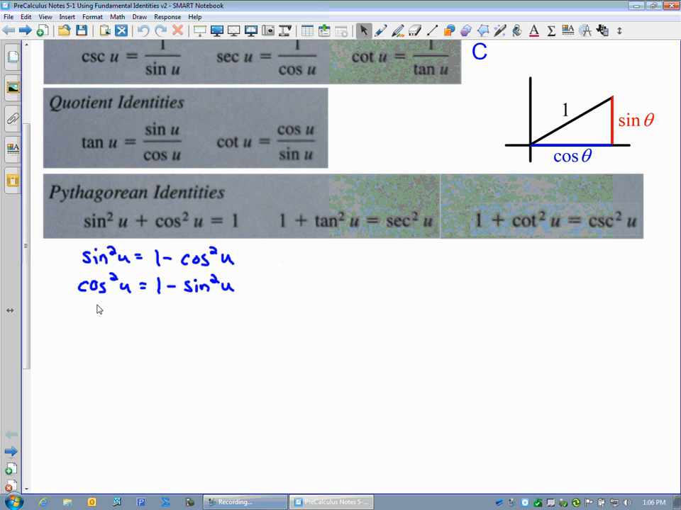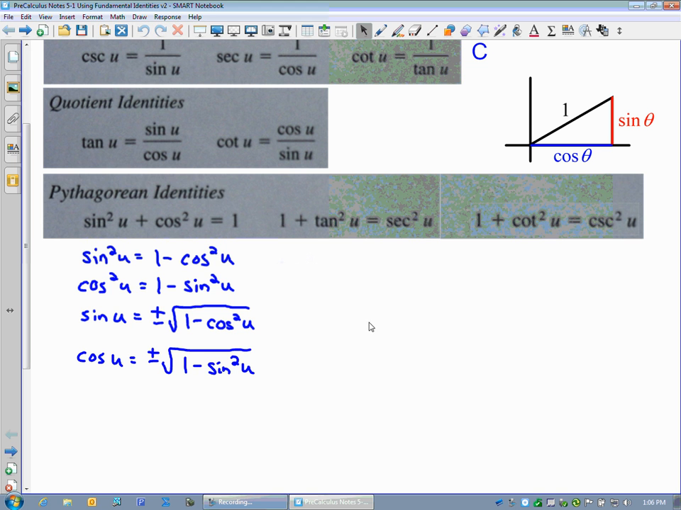Or if you don't need the squares, let's say you needed just sine rather than sine squared, you can take the square root of both sides, but don't forget to add the plus minus. Whenever you take the square root of both sides, you must add the plus minus. And you can do the same for the cosine version, which gives you those two identities.